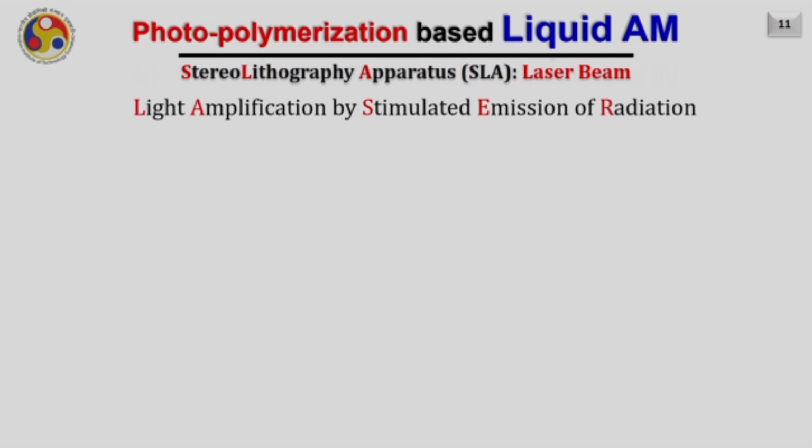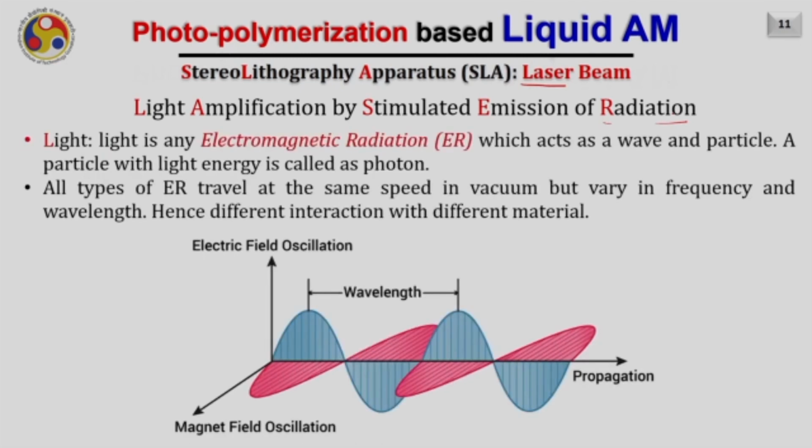So what is the laser beam? Laser stands for light amplification by stimulated emission of radiation. We all know that. So basically light is any electromagnetic radiation which acts as a wave and particle. A particle with light energy is also called a photon. All types of electromagnetic radiation travel at the same speed in vacuum but vary in frequency and wavelength. Hence, different interaction with different materials.